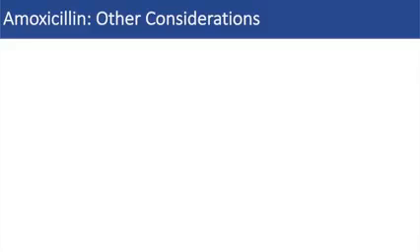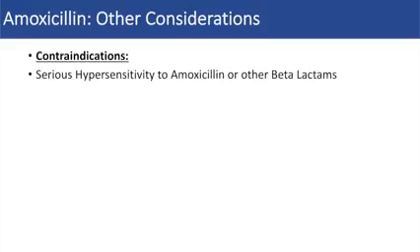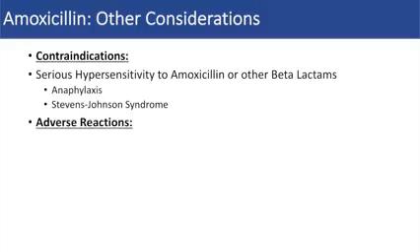So if we have determined that a bacteria is sensitive to amoxicillin, are there any reasons why we wouldn't use amoxicillin? So what are some of the contraindications of amoxicillin use? Well, one of the main reasons why we wouldn't use amoxicillin is just because the patient has exhibited a previous history of a serious hypersensitivity to amoxicillin or other beta-lactams. And these types of hypersensitivity could include anaphylaxis or Stevens-Johnson syndrome. So if the patient has presented previously with these types of hypersensitivity to amoxicillin or other beta-lactam antibiotics, we would not use amoxicillin.